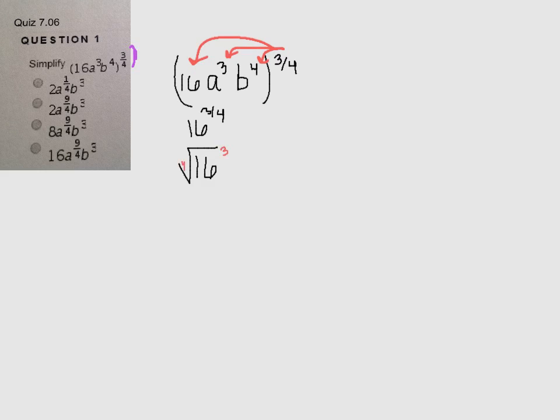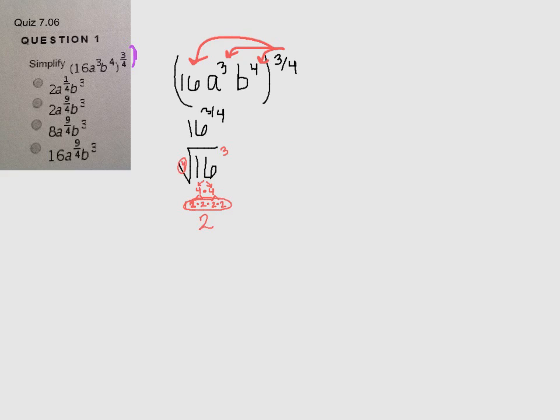And so what you have to do is ask yourself, what times itself gives you 16? You could break down the 16 and say 4 times 4 is 16, and then break down the 4 into 2 times 2 and 2 times 2. Now because this is a 4th root, I'm looking for 4 of a kind, and here they are. So that means that a 2 will come out of this.